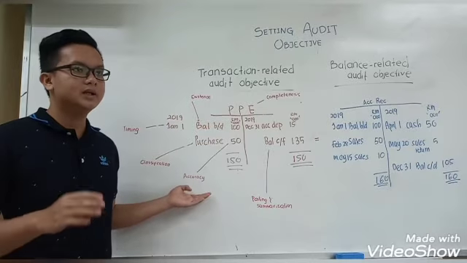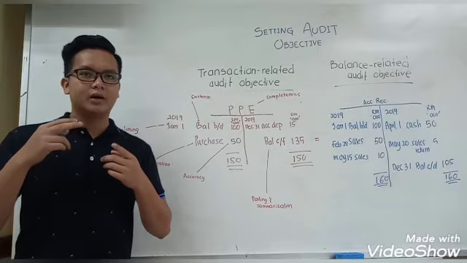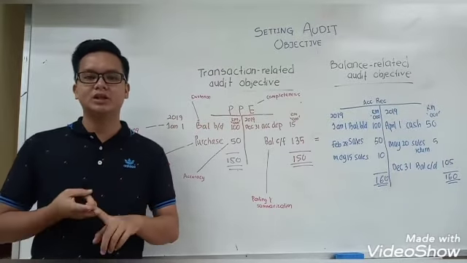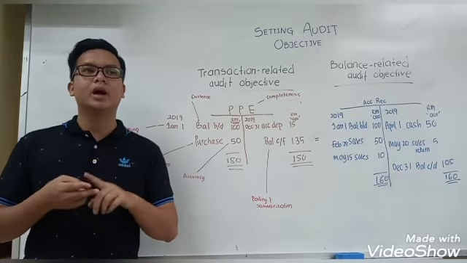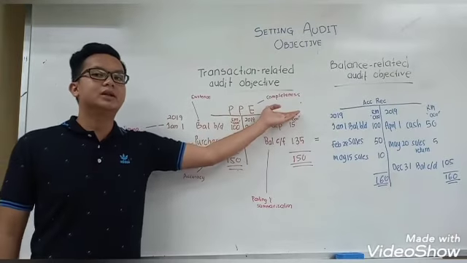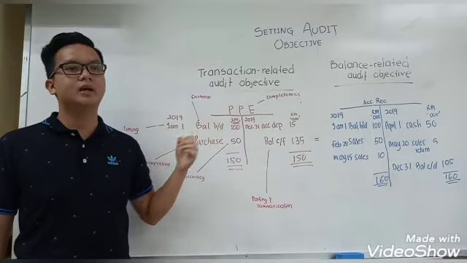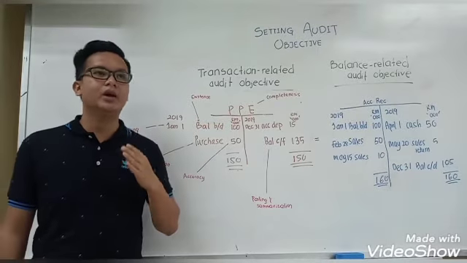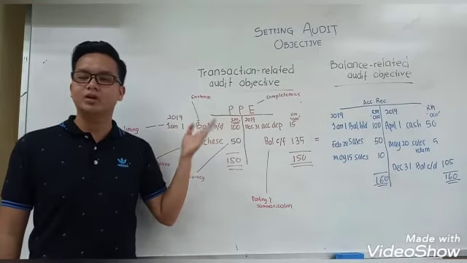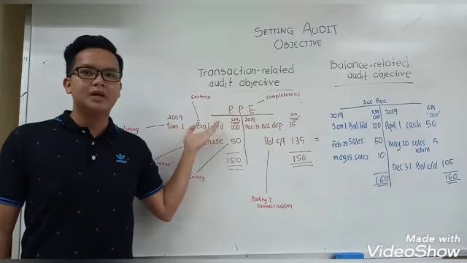Accuracy. Accuracy means that the transaction must be recorded in the correct amount. For example, you buy a 50,000 machine, then you must record it at 50,000 ringgit. Completeness. Completeness means that every existing transaction must be recorded. For example, you have a brought down balance for PPE. Then in the next period, you must record it with its balance brought down.